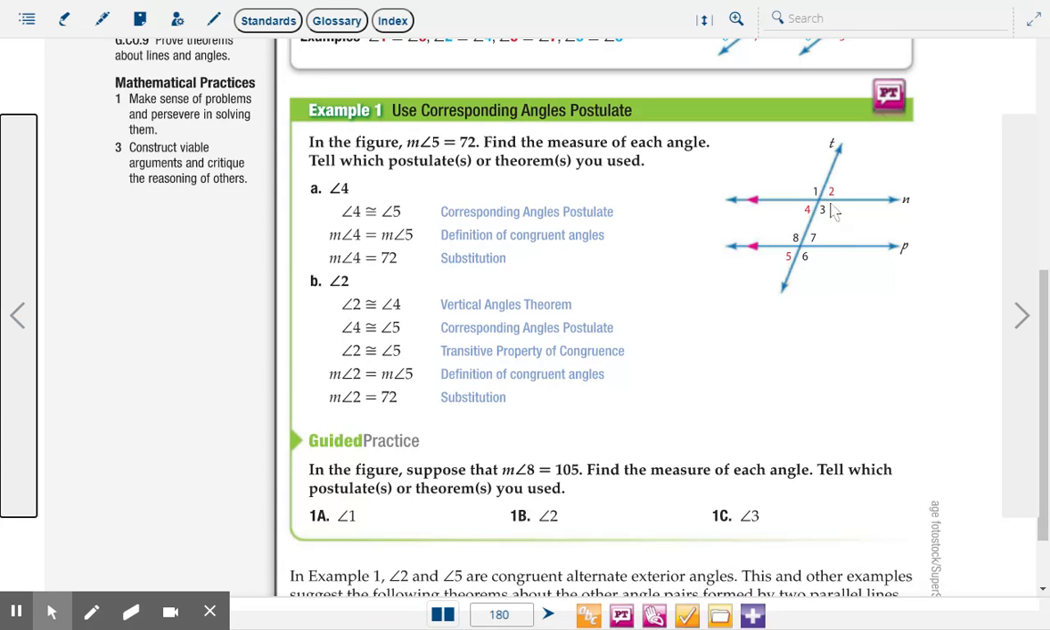1 and 3 are verticals, so 3 is 105. Sure enough, and look at this, 3 and 6 are corresponding. Of course they have the same measure, they're congruent. Makes sense that they're 105.